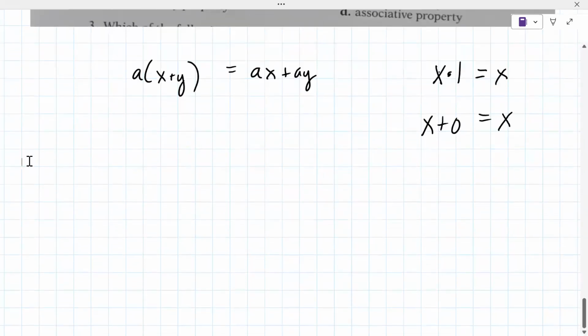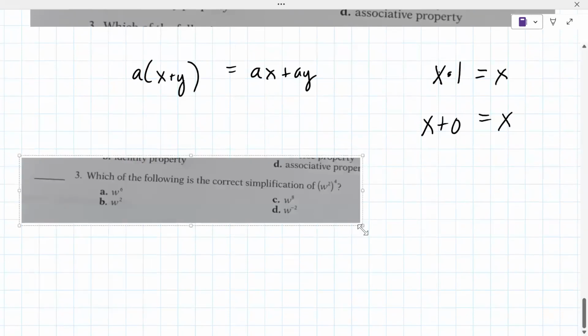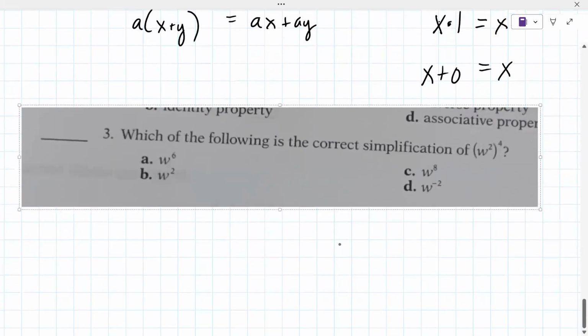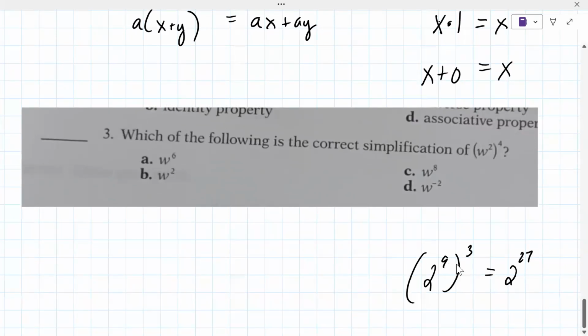All right. Number three. The rule for exponents is that when you have an exponent to an exponent, like let's say it's 2 to the 9th to the power of 3, it becomes 2 to the 27. How do you get 27 from 9 and 3? 9 times 3. Yes, so you multiply. Use that same thing for this one to tell me the correct answer, please. C. It is W-8. C.